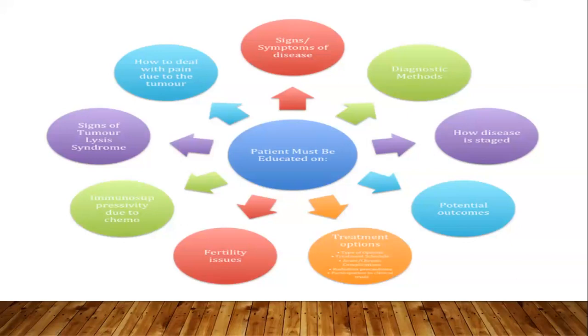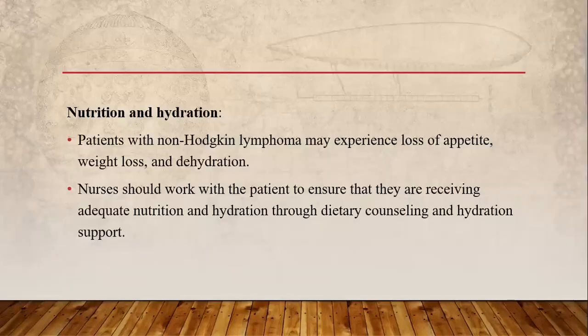Also, there is the immunosuppression due to chemo, which is very key, so you want to teach this patient about infection prevention and also the signs of tumor lysis syndrome, which can be an oncology emergency, especially for patients who are on chemo. And then how to deal with pain due to the tumor, especially if the tumor is pressing on the nerves. So basically, those are the things that you need to educate your patient on.